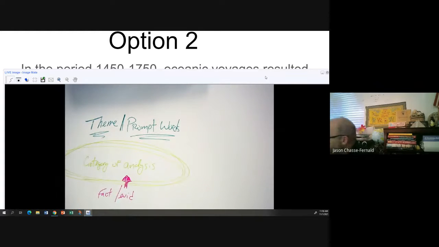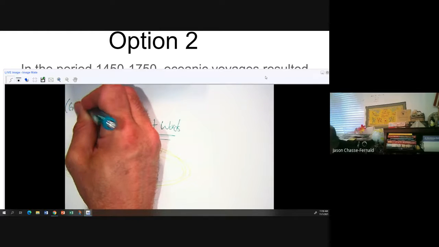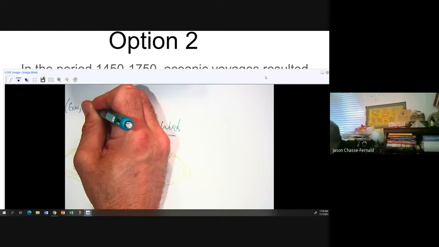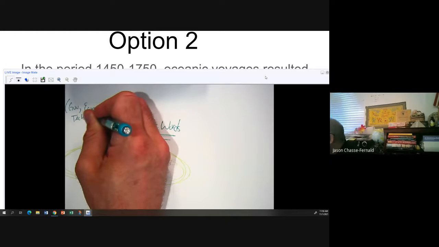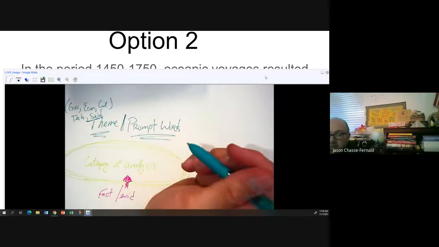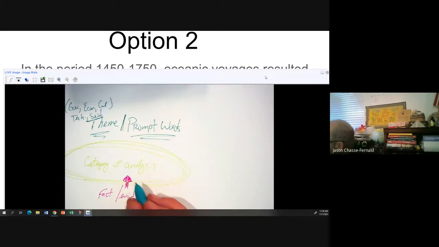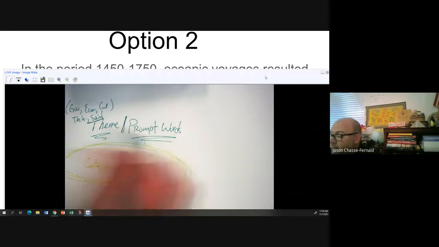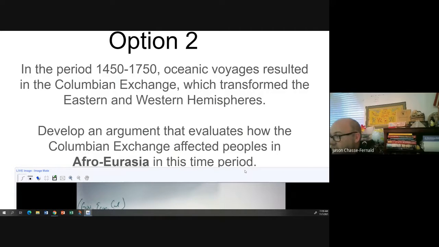So, what do theme words mean? Just as a reminder: governance, politics, economic, technological, social, cultural, those kinds of words. Let's keep them out of your categories of analysis. And as far as prompt words here, let's keep Afro-Eurasia out of it. Let's keep Columbian exchange out of it.